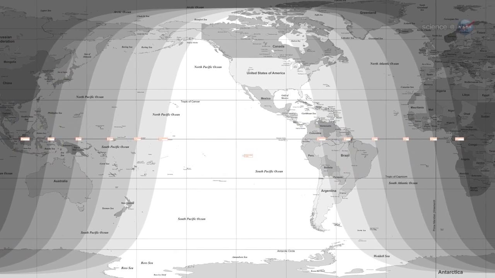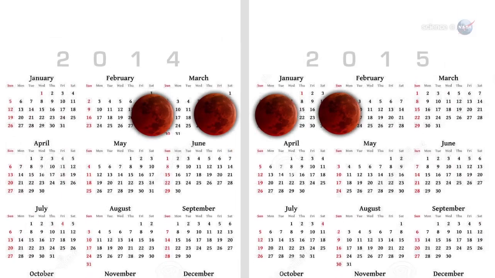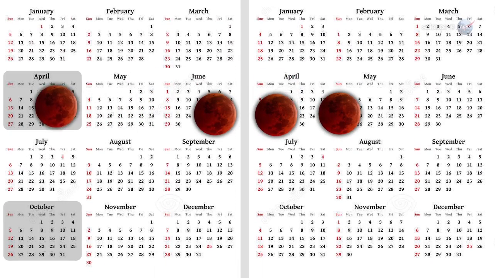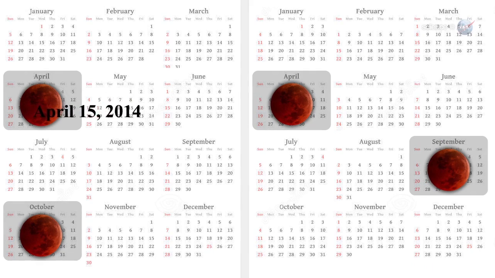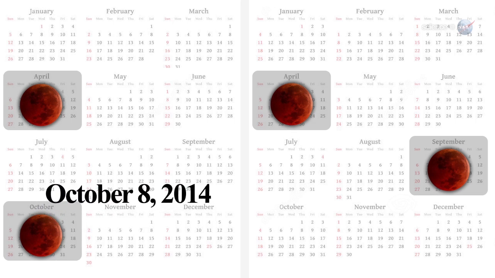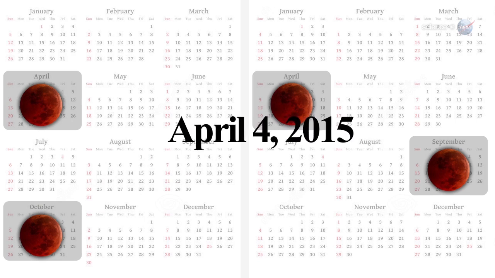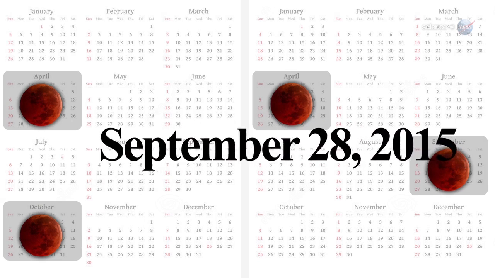That night marks the beginning of a lunar eclipse tetrad, a series of 4 consecutive total eclipses occurring at 6-month intervals. The total eclipse of April 15, 2014 will be followed by another on October 8, 2014, and another on April 4, 2015, and another on September 28, 2015.